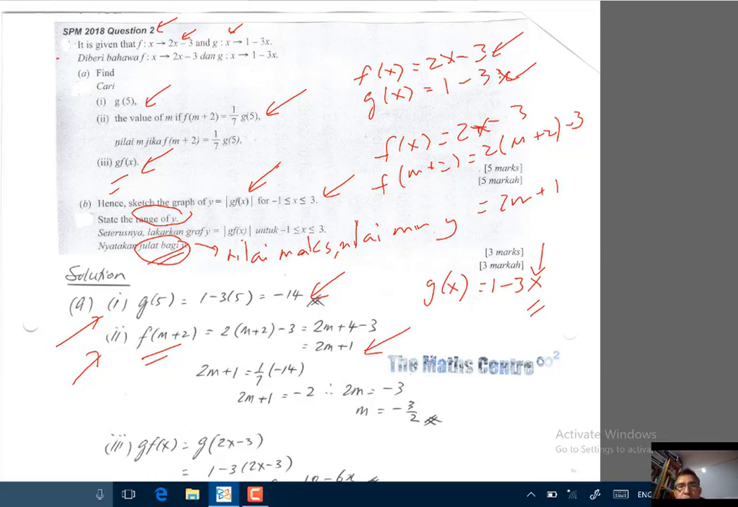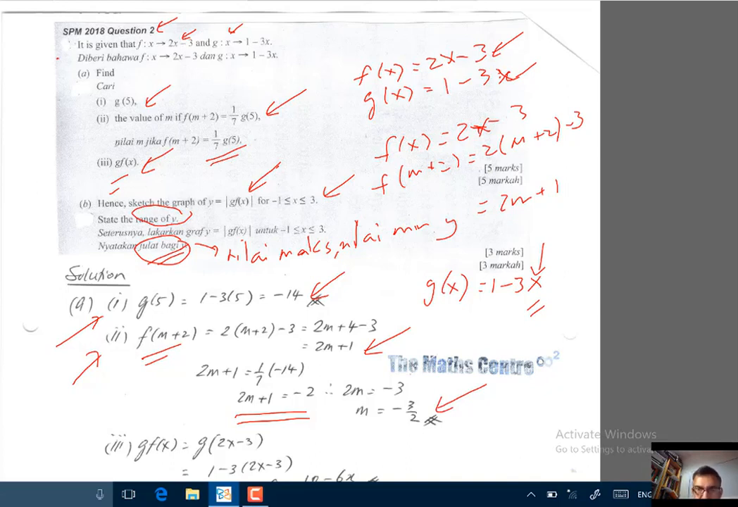And that's equal to 1 over 7 g of 5. So g of 5 is negative 14. So 1 over 7 of that is negative 2. So you write 2m plus 1 equals negative 2. Solve for m, you will get m equals minus 3 over 2.